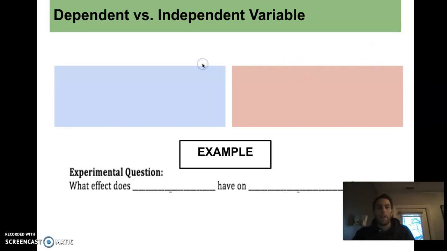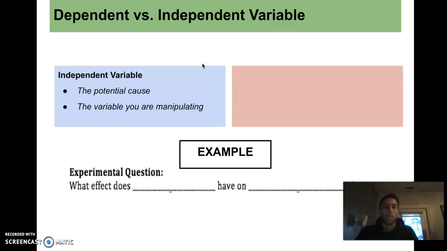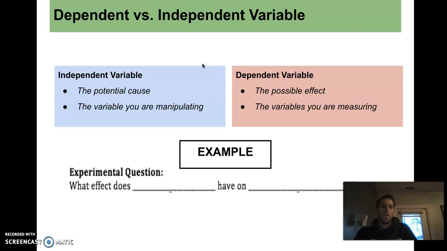So our independent variable is always our potential cause. It's the variable that we're manipulating. And the dependent variable is the possible effect. It's the variable that we are measuring to see if it is affected or not.